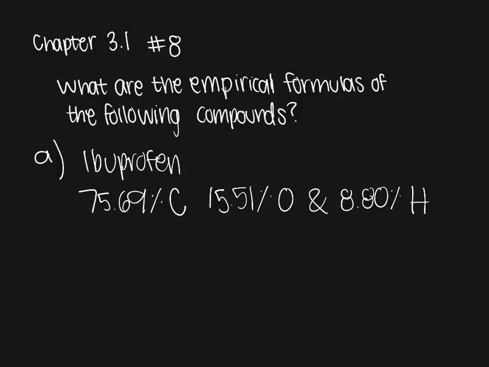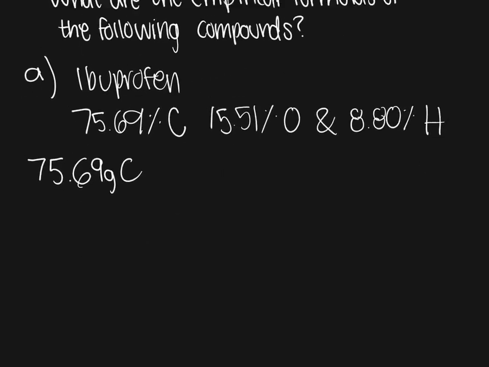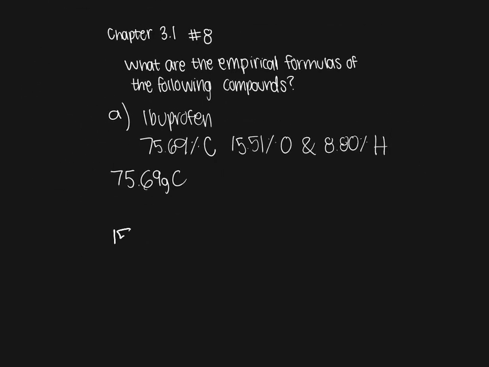So from here, we can convert these percents into grams, assuming that we have 100 grams of ibuprofen. We have 75.69 grams of carbon, 15.51 grams of oxygen, and 8.80 grams of hydrogen. Now we want to convert the grams into moles so that we can compare the molar amounts of each element. To do this, we use the molar masses from the periodic table.